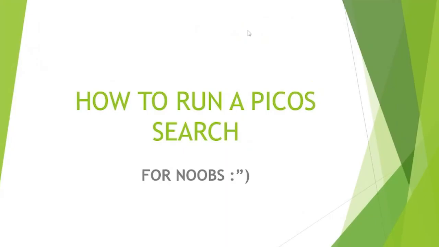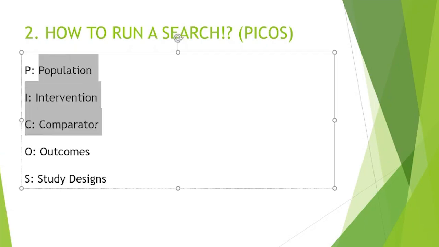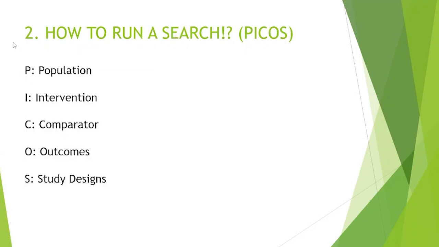Right. So what is PICOS? PICOS stands for Population, Intervention, Comparator, Outcomes, and Study Design. You need to define all of these things for your particular meta-analysis in order for it to become a whole study. And that's what a PICOS is.